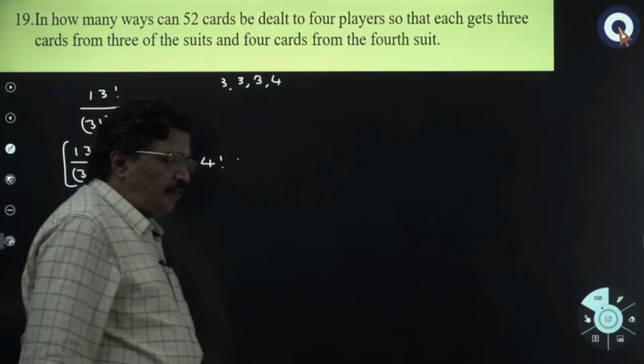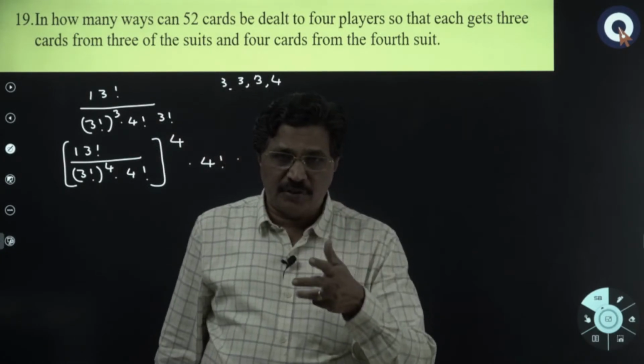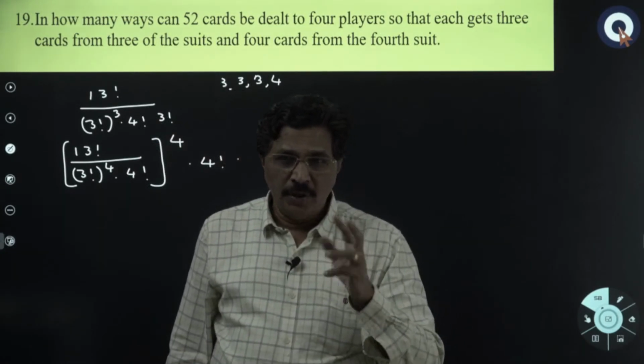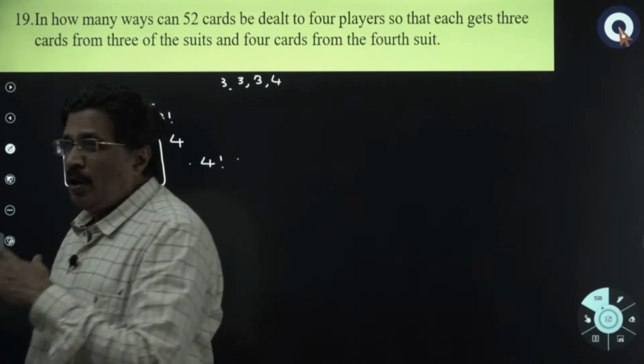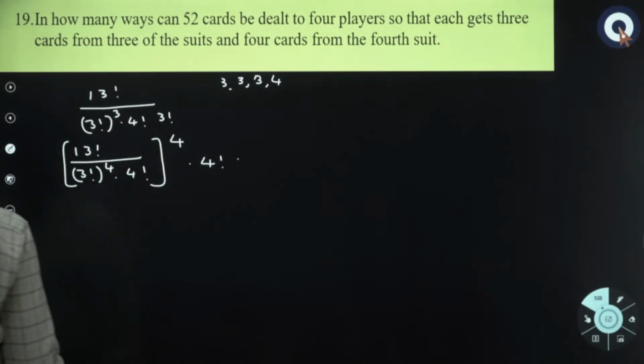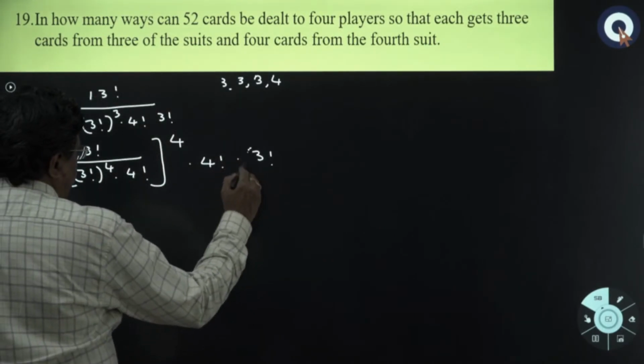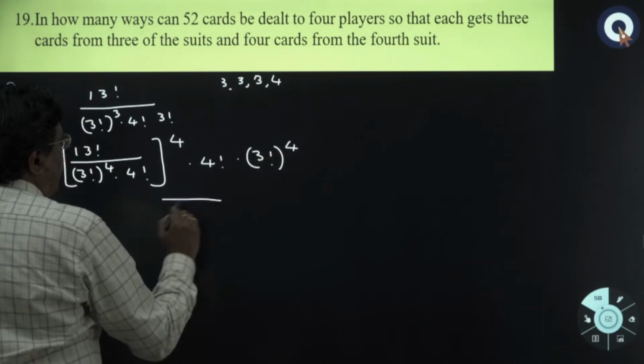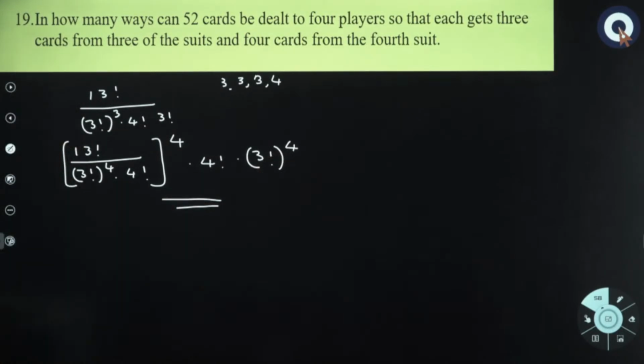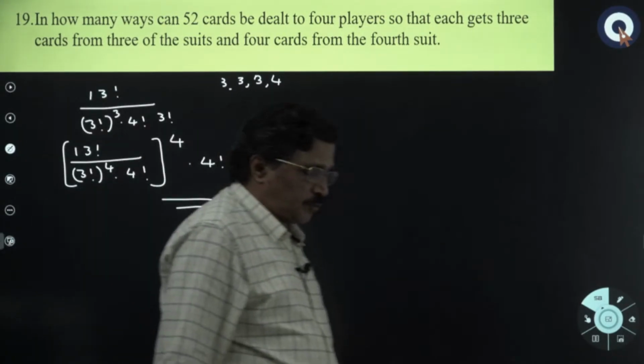Now, we are left with 3 sets of 3 cards each. They can be distributed to the remaining people in 3 factorial to the power of 4 ways. So, the required number of ways is this. These are the total number of ways in which we can distribute the 52 playing cards among 4 players, such that each player gets 3 cards from 3 of the suits and 4 cards from the 4th suit.